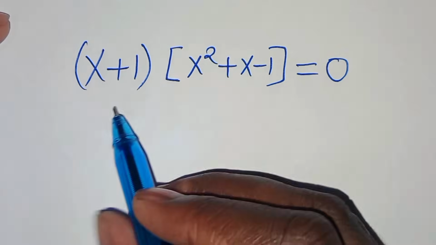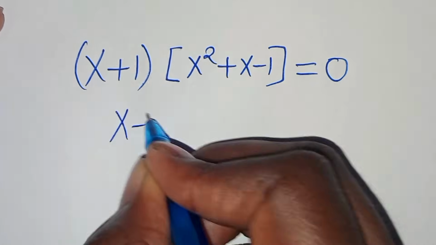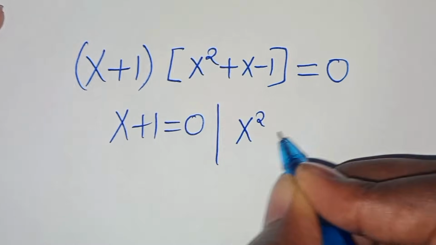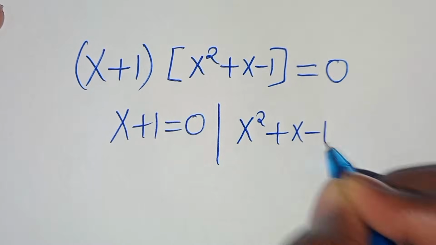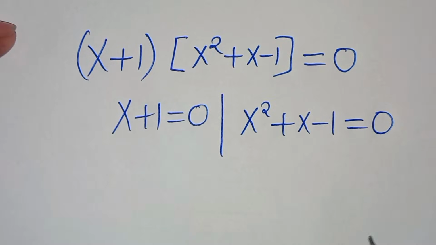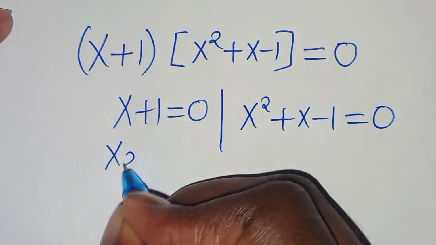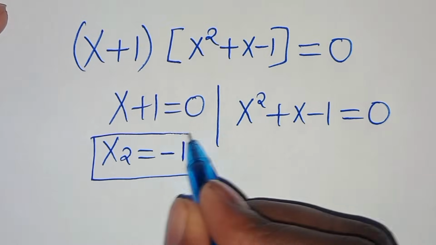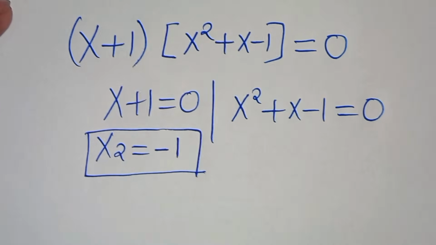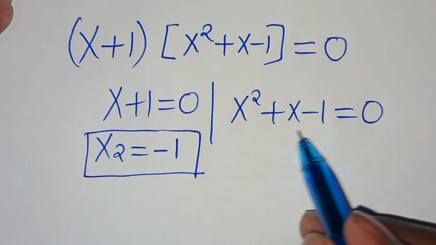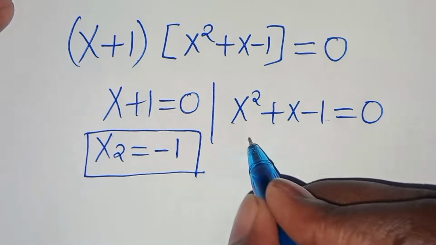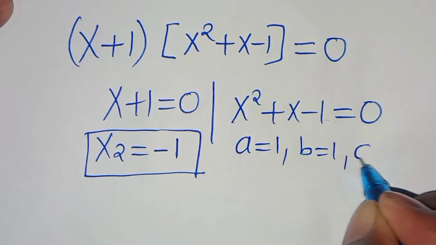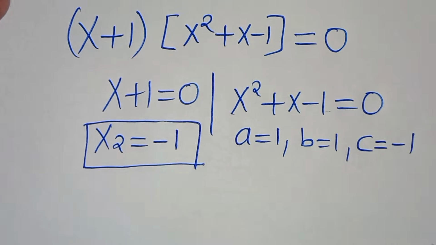Now here we have two parts. We have x plus 1 equal to 0, then we have x to the power of 2 plus x minus 1 equal to 0. So we have x2 is equal to negative 1. Now, the next part here is a quadratic equation where we have a is equal to 1, b is equal to 1, and c is equal to negative 1.